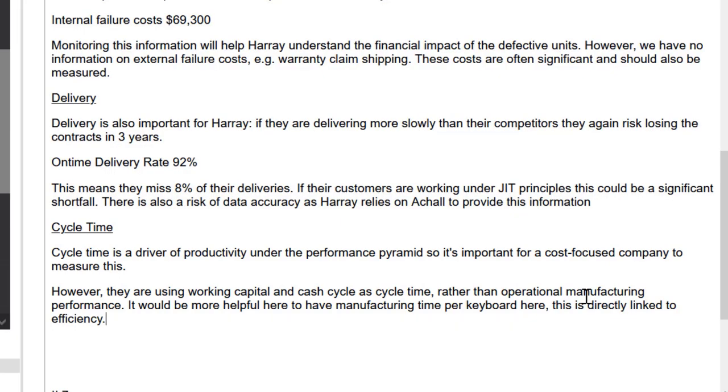Again, I'm demonstrating my technical knowledge about the performance pyramid. I'm showing that the operational levels are linked to the higher levels in the pyramid. And now I'm trying to demonstrate some skepticism with this next idea. I'm saying that there's a drawback in the metrics that have been chosen by the junior accountant.